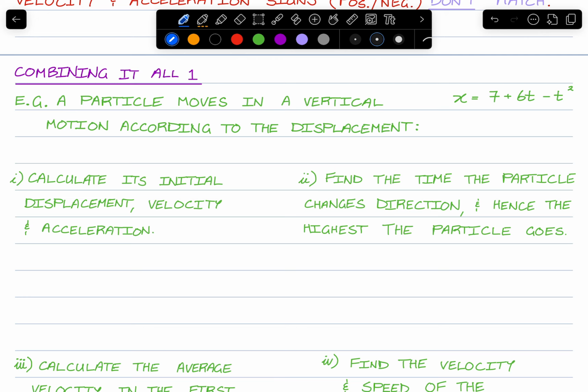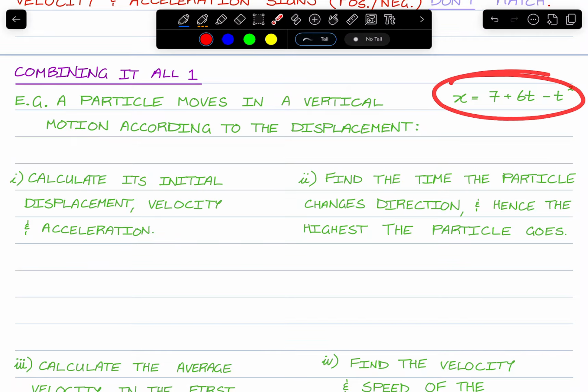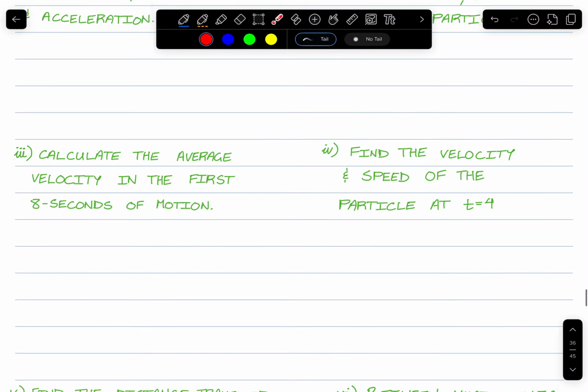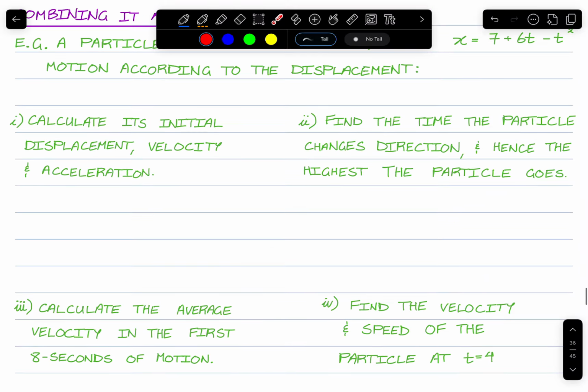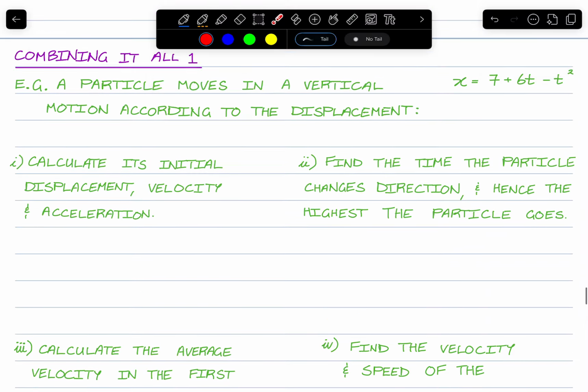Hello class, this is a video tutorial combining all the concepts that we've had and just seen into a single question. So here we go. A particle moves in a vertical motion according to the following displacement. And we have 6 parts to this question. So let's get to it.